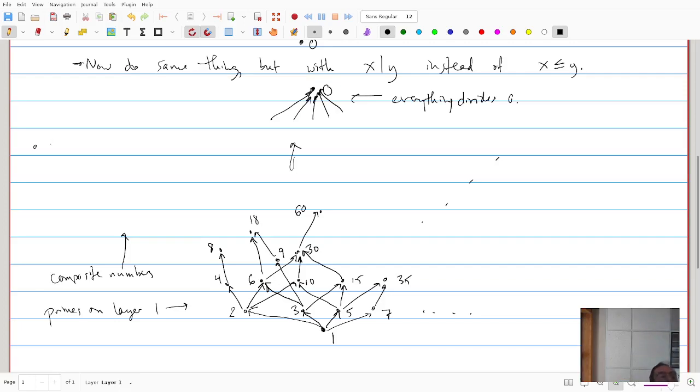The greatest common divisor. Can anyone say anything about what this diagram has to do with greatest common divisors? You don't know what greatest common divisor is? Here's 18 and 60, and we said the greatest common divisor is 6. What does that have to do with this diagram?